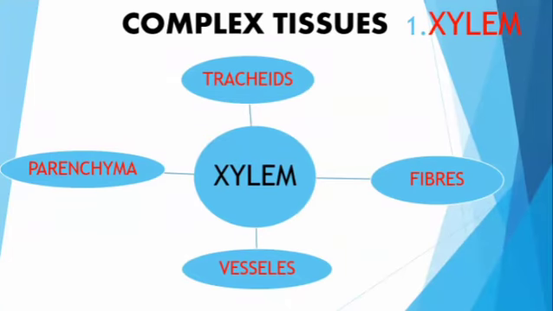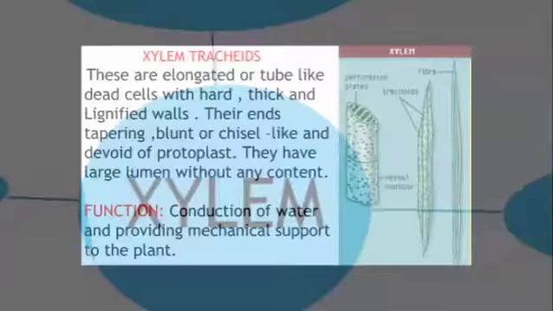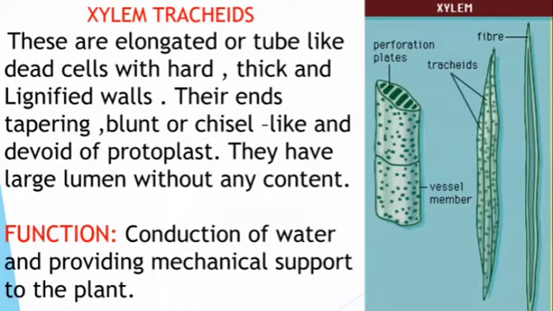Xylem is a complex tissue. Already we have studied complex tissues: a group of cells working together as a unit. The xylem contains a group of tissues: xylem tracheids, xylem fibers, xylem vessels, and xylem parenchyma. First, we will study xylem tracheids.